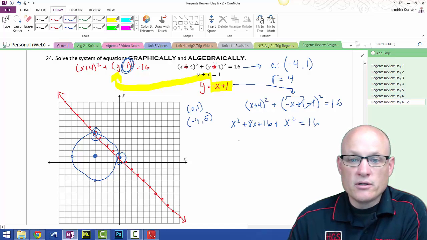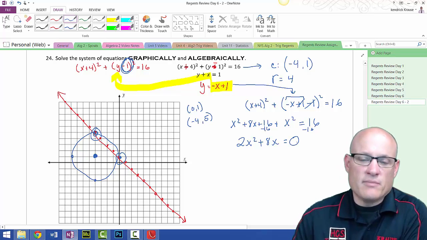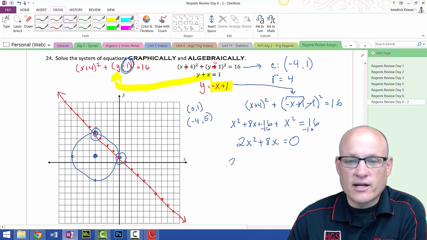So I just end up with x squared plus x squared, 2x squared plus 8x. Now when I bring the 16 over, these are going to cancel again. Very difficult to write a circle question when they don't match nicely. So that's that. Take out a 2x, and I get x plus 4 equals 0. So my 2 x values are x equals 0 and x equals negative 4. That kind of matches what I got before.